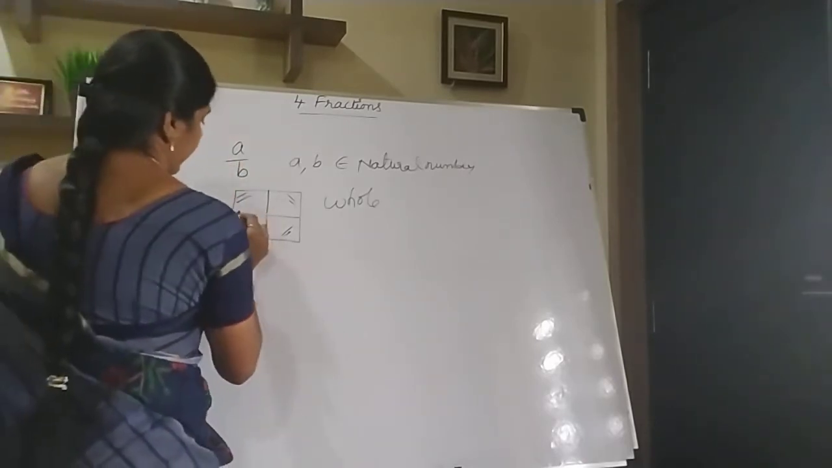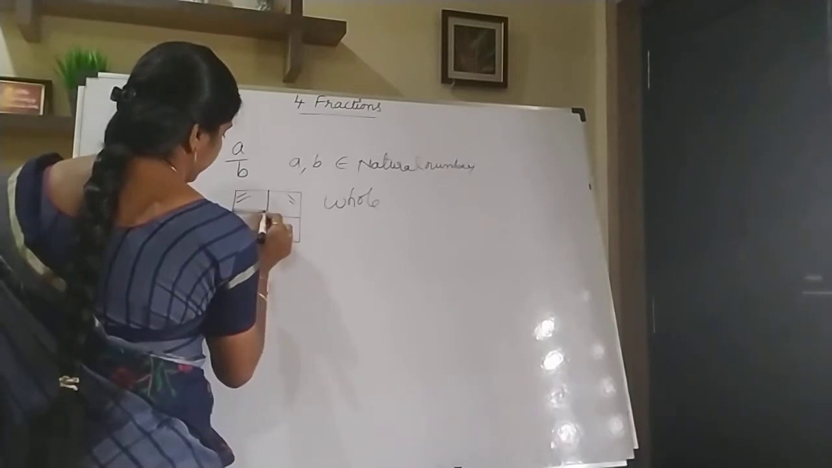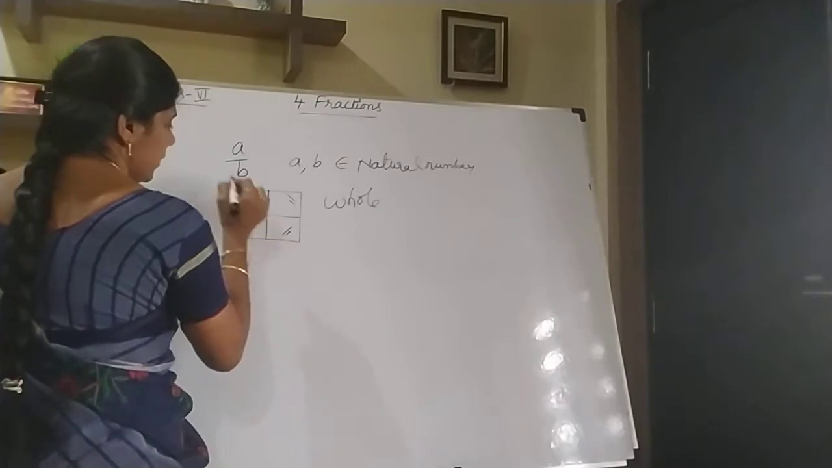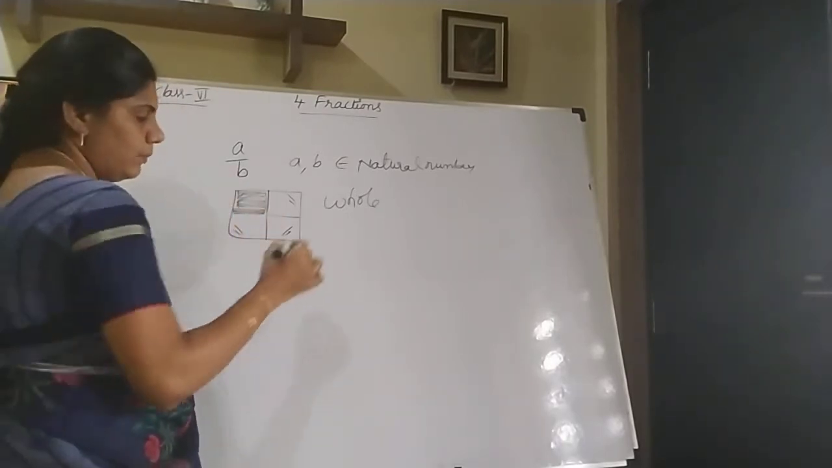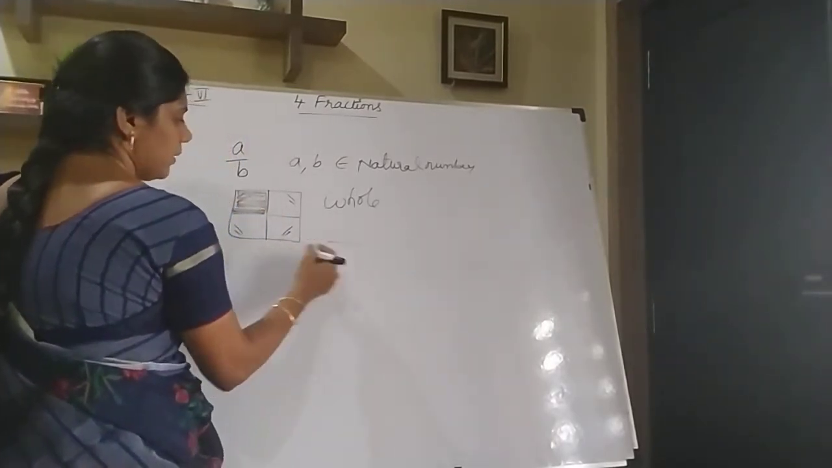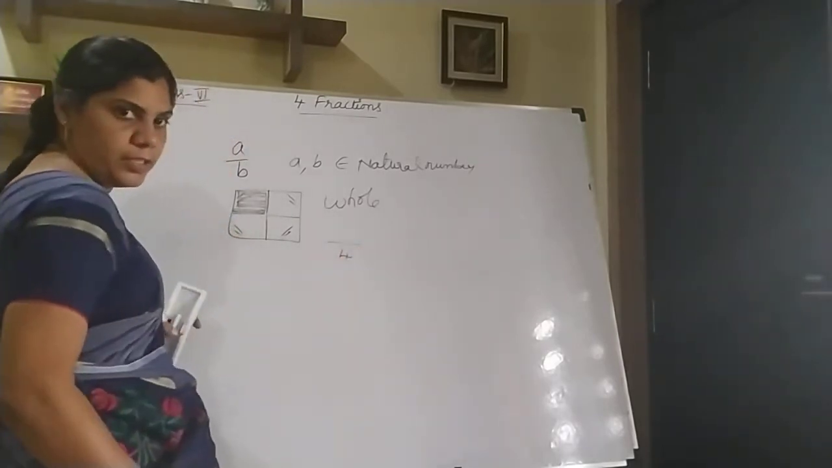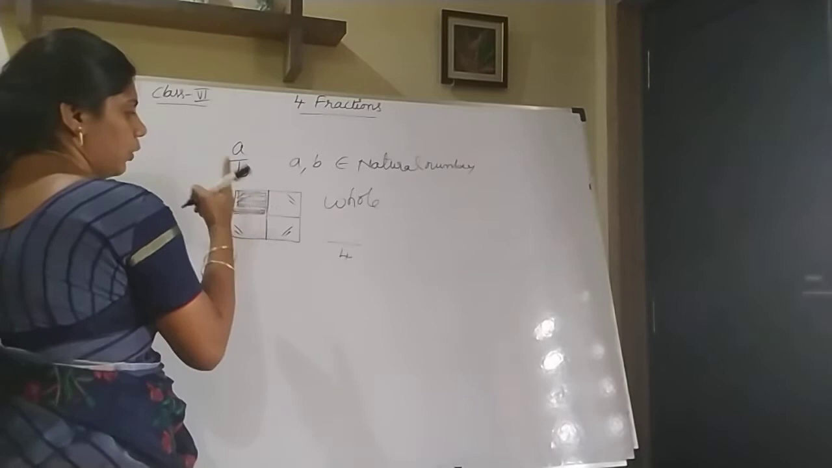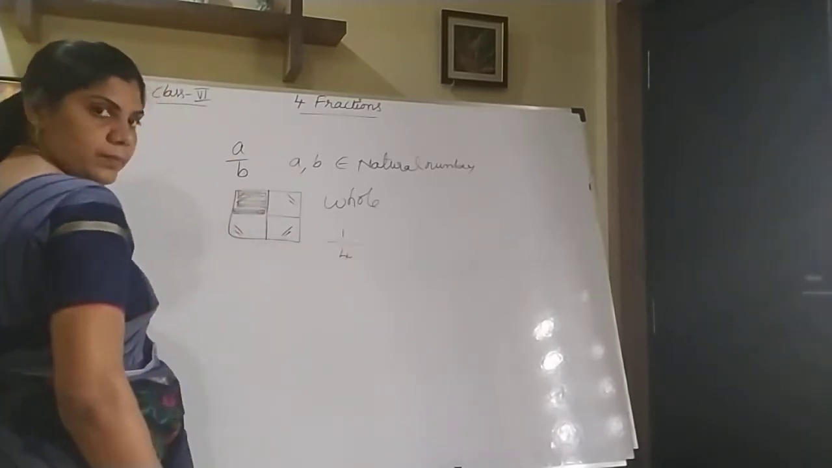See, to represent this shaded part, I am talking about this shaded part. How to write this one? See how many parts? That you have to mention in the denominator. After that, go for the specific part. Here I am talking about one part only. So 1 by 4.